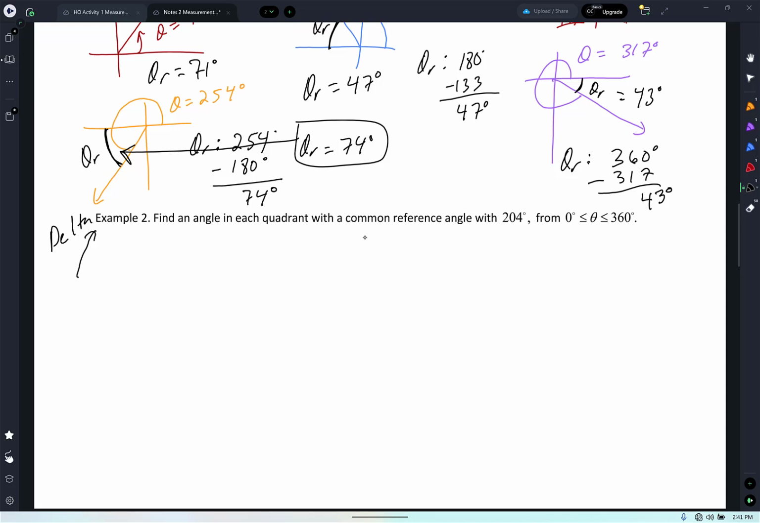All right, here we go. Find an angle in each quadrant with a common reference angle with 204 degrees. So first, where's 204 degrees? Quadrant 1, 2, 3, or 4? Quadrant 3. So I exaggerate quadrant 3. And I'm going to go, let me see, let me go to red.